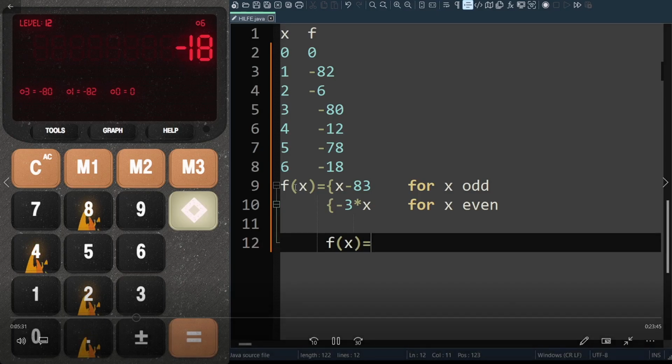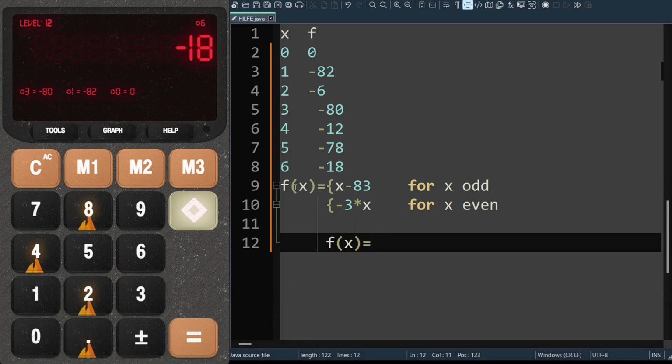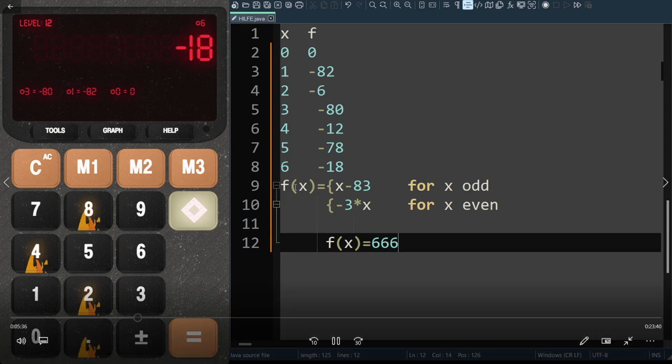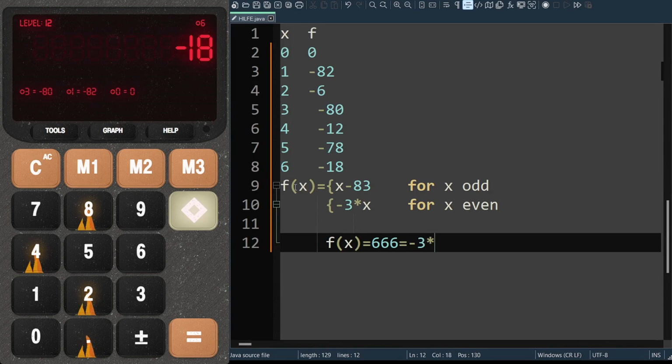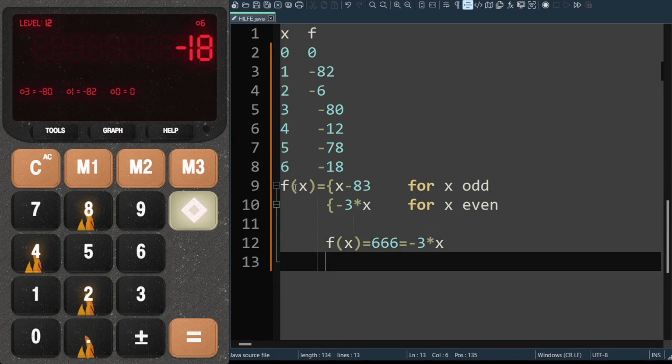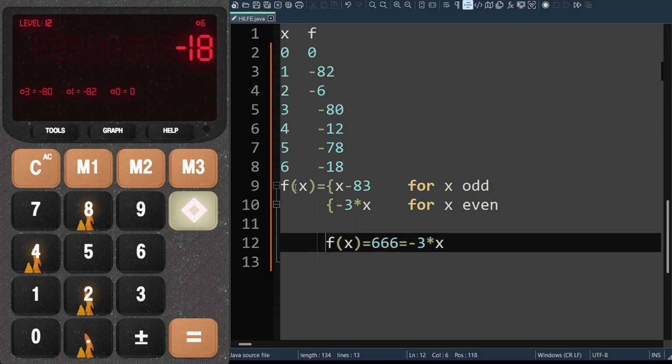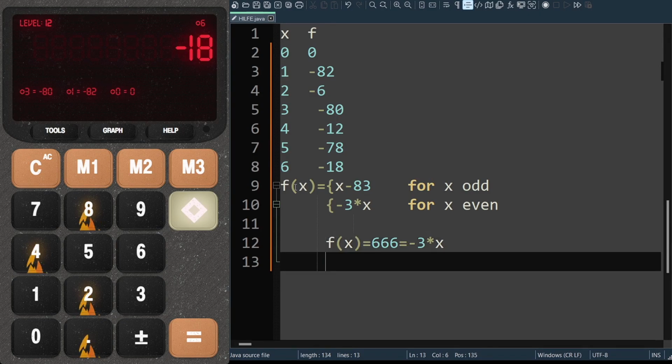So if we want to find the input for 666, we first have to always differentiate between even and odd. I think we had that function in the last video too, but I'm not sure, because I have made this video multiple times. Because I messed up again. Anyways, so that's the idea.